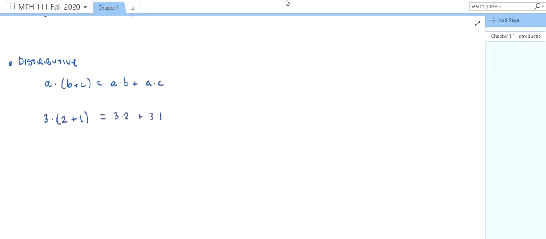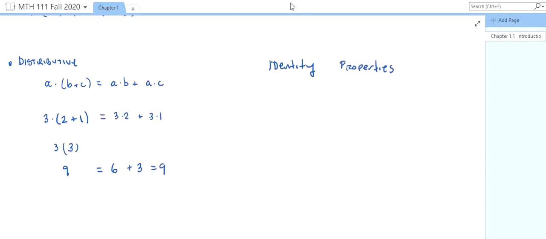So here I have 3 times 2 plus 1. Well, this should be equal, according to this rule, to 3 times 2 plus 3 times 1. Well, for 3 times 2 plus 1, order of operations says we have to do this first. So it's 2 plus 1 is 3. So 3 times 3 is 9. So this equals 9 over here. Okay, over here we have 3 times 2 is 6, plus 3 times 1 is 3. That equals 9. So yeah, it works.